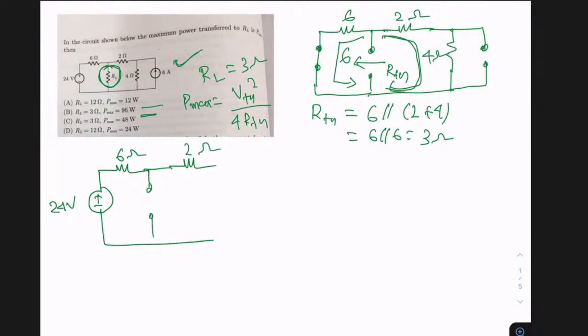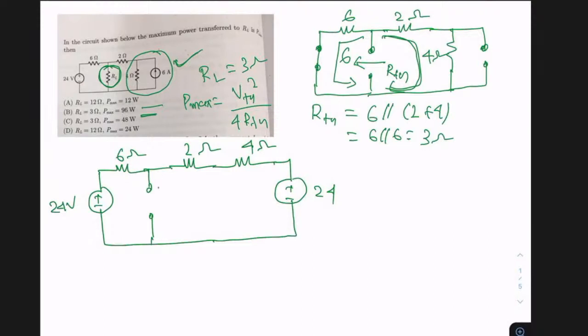And let me do one thing. For simplicity, let me apply source transformation to these segments. If I apply source transformation to these segments, this is your 4 ohms and 6 into 4, 24. So you'll get here 24. So this is what is the case.